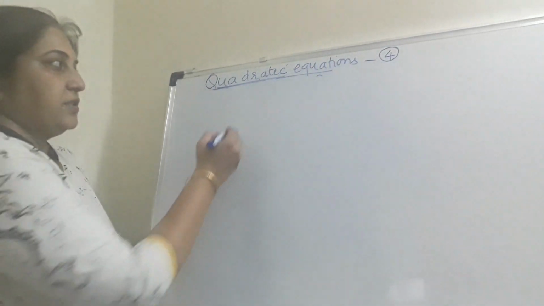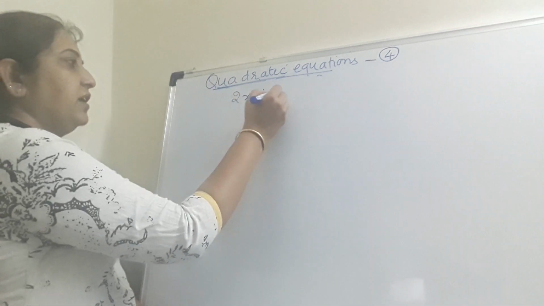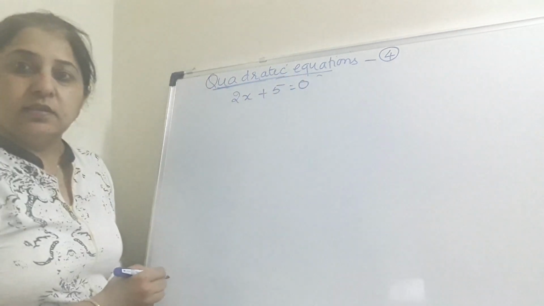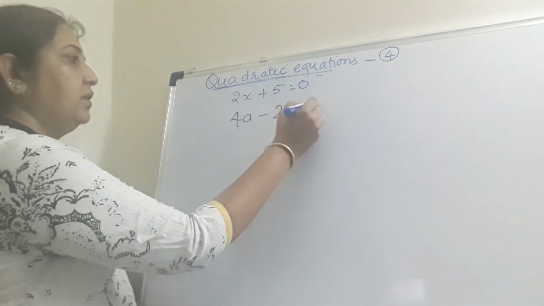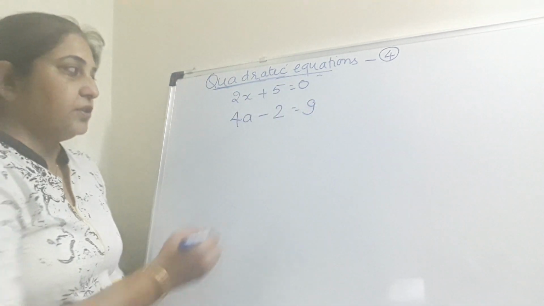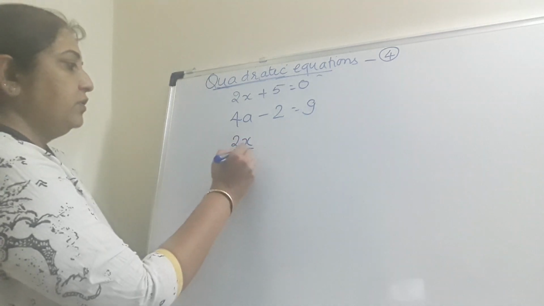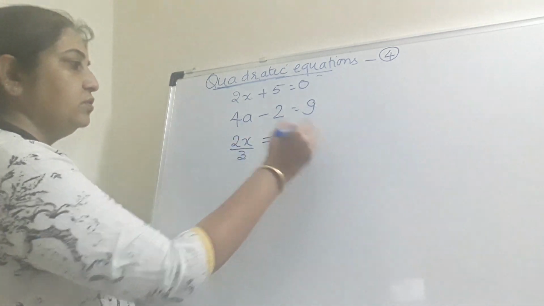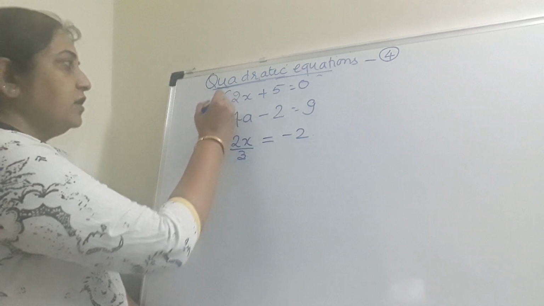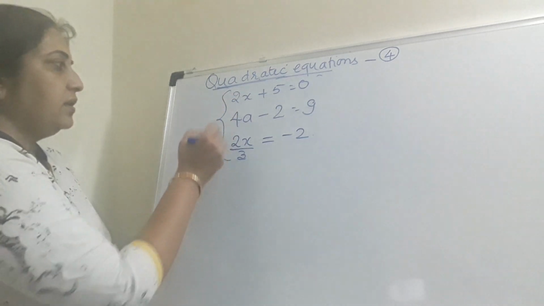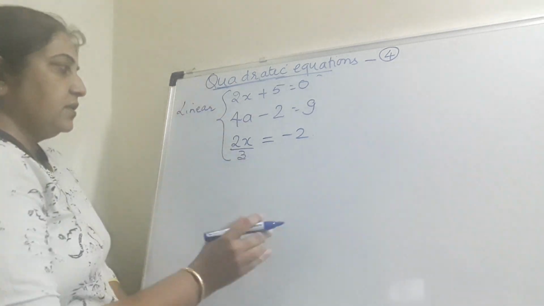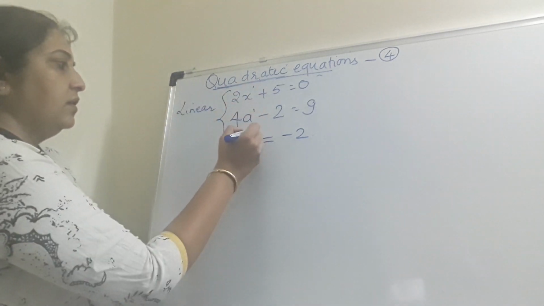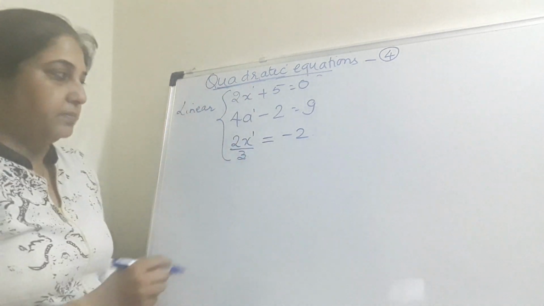Now you know what equations are. 2x plus 5 equals 0. This is an equation. 4a minus 2 is equal to 9. This is an equation. 2x upon 3 is equal to minus 2. These are all equations, and these 3 equations are all linear equations, because the degree of the variable in all the cases is 1.